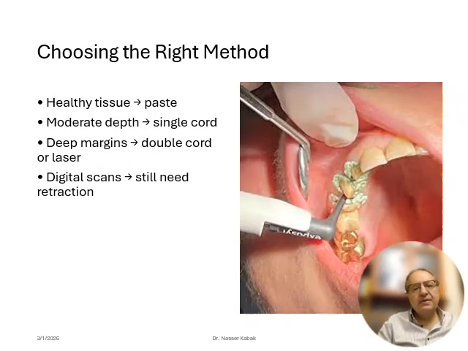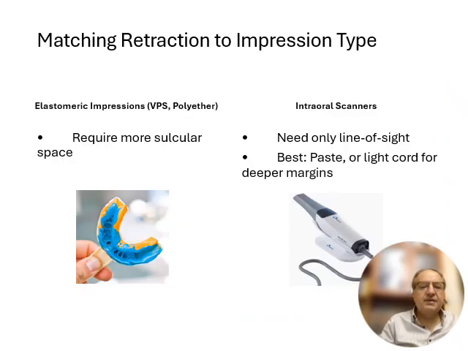Choosing the right method depends on the health of the gingival tissues. If the gingival tissues are healthy, we might use the pastes. If the depth of the sulcus is moderate, it's better to use a single cord. If it's too deep with horizontal preparation, it's better to use the double cord technique or the laser. And the digital scanners also need a sort of retraction cord, despite that they are digital, because unfortunately the scanners cannot see in places that are closed or dark. So the sulcus should be open when we use digital scanners.